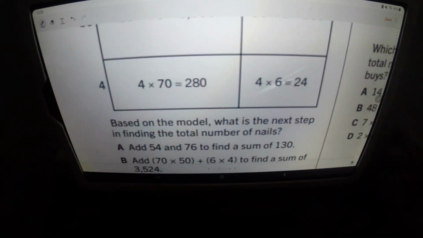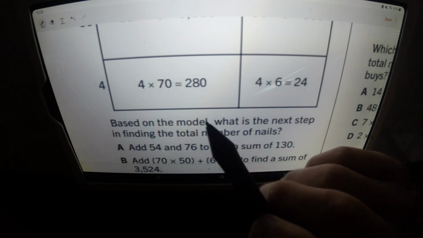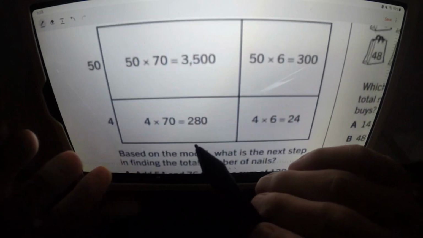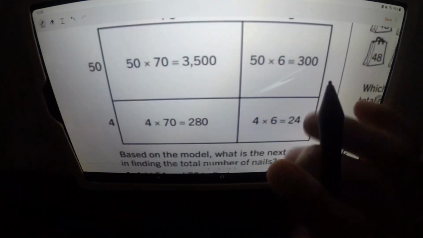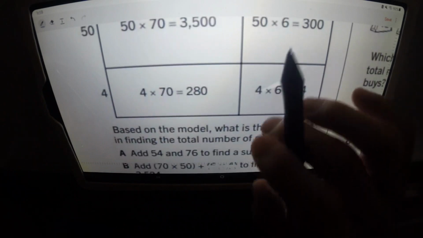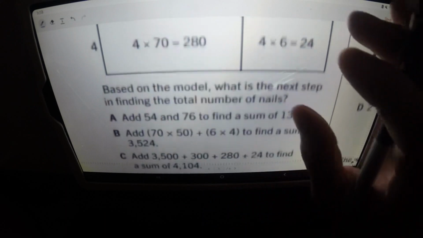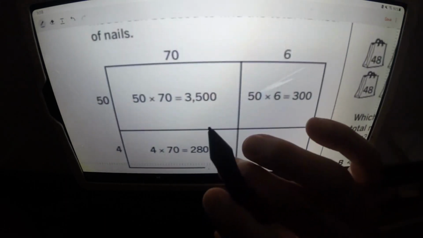Based on the model, what is the next step in finding the total number of nails? So they're asking you, how are you going to figure out the total number of nails? Are you going to add 54 plus 76? Remember, you're looking for the total number of nails. Add 54 and 76? I would argue that's probably not the answer. So actually, I'm not going to look at the answer now.